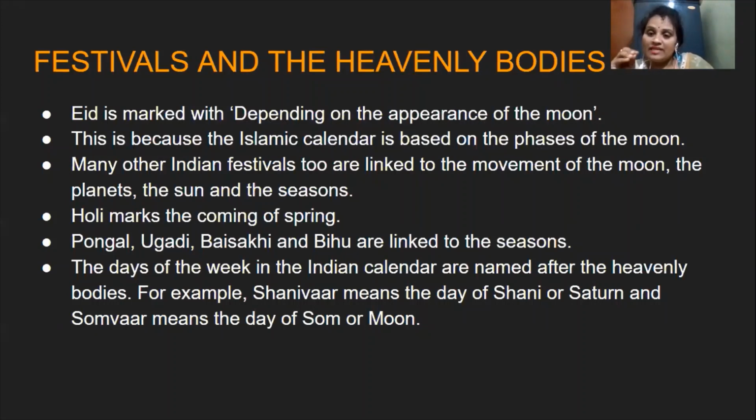In the Islamic calendar, they mark depending on the phases of the moon. Not only that, we have many other Indian festivals. Many other Indian festivals too are linked to the movement of the moon, the planets, the sun and the seasons. Holi marks the coming of spring. Pongal, Ugadi, Baisakhi and Bihu are linked to the seasons.